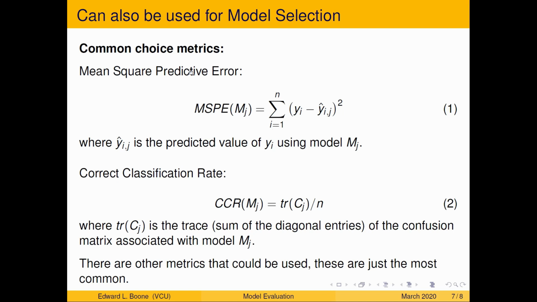This is for a continuous or numeric outcome, where it's easy to see: we predicted 5 and the real answer was 6, so we can get a difference. Subtraction makes sense. For classification, we want to know, did we get it right? So this is the correct classification rate for model MJ. You just take the trace of what's called the confusion matrix associated with the model and divide it by the total number of observations. This gives you the correct classification rate. There are other metrics that could be used, but these are the most common.